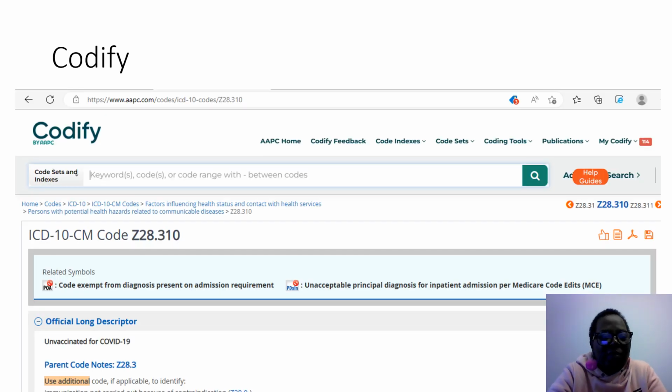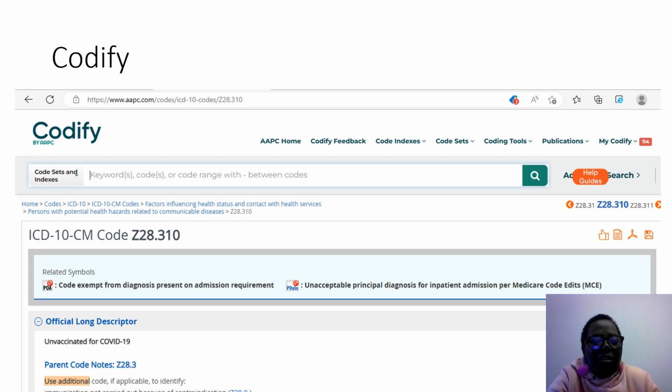So here I took a screenshot of what it looks like on Codify. So when we type in our code of Z28.310, it does give us the related symbols and also provides us with a brief descriptor of that particular code, as well as gives us some additional coding guidance, again, based upon the documentation of that particular encounter. And so again, for those of you who are using Codify as your ICD-10 manual or your source of reference, this is what it would look like on Codify.